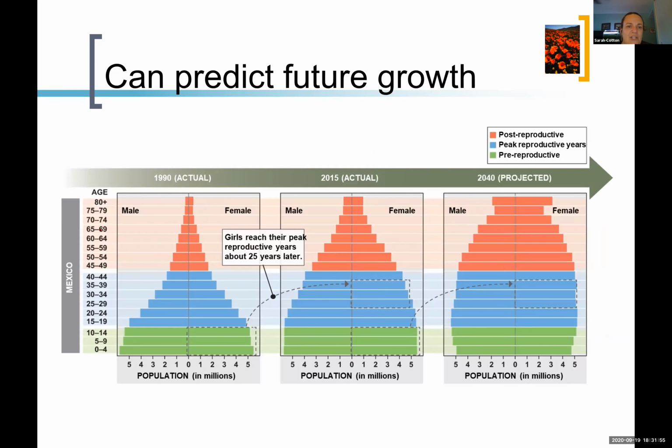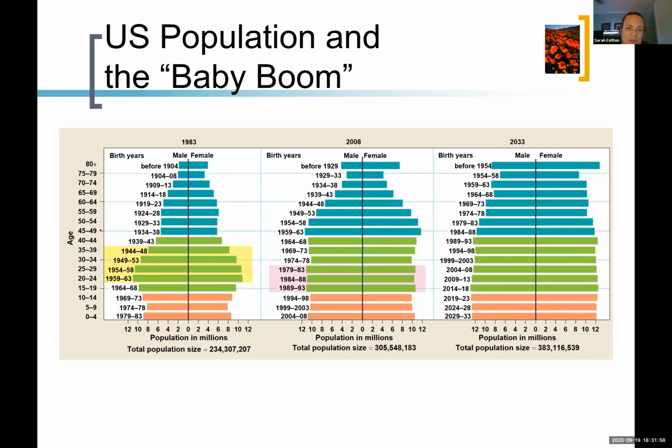So that's how you predict. Here's that baby boomer situation. The baby boom was right here, so lots of babies born in the late 40s, early 50s. My parents are early boomers. My mom was born in 58, or 48, and my dad was born in 50. They're baby boomers, right in there.